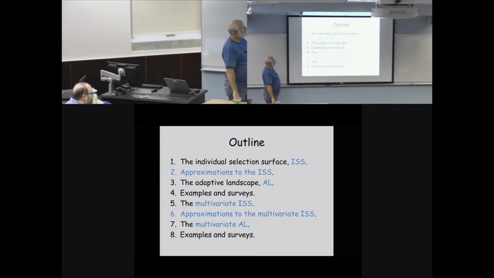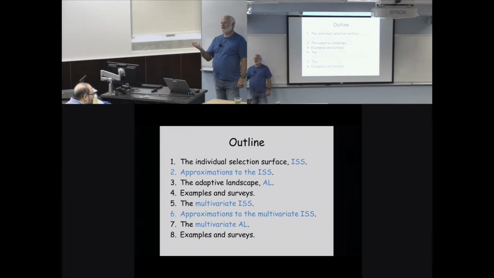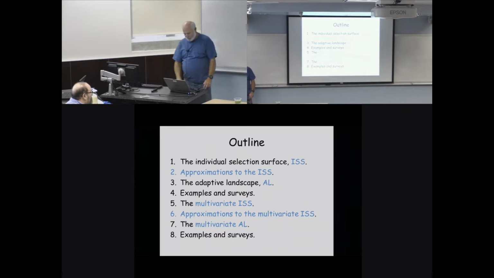We're going to look at the multivariate ISS. We're going to look at how we can approximate that in simple ways. And then we're going to look at the multivariate adaptive landscape. And then we're going to look at some examples and surveys. And maybe I'll even have the appropriate conclusions for this actual talk instead of the preceding one. I hope that's true.